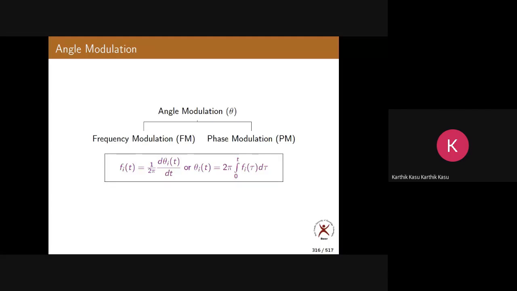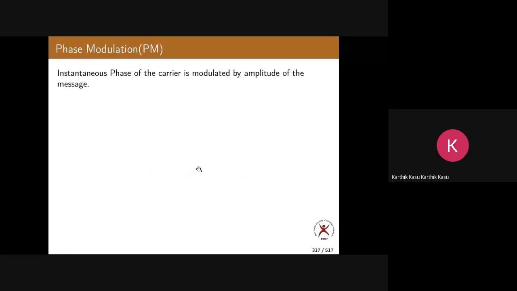Before proceeding further, let us have a relation between fi of t and theta i of t. fi of t is called the instantaneous frequency of the carrier, and theta i of t is known as the instantaneous phase of the carrier. How are they related? Frequency is nothing but the differentiation of phase. Obviously, phase is nothing but the integration of frequency. Please remember this, very, very important. Now, let us go with phase modulation first.